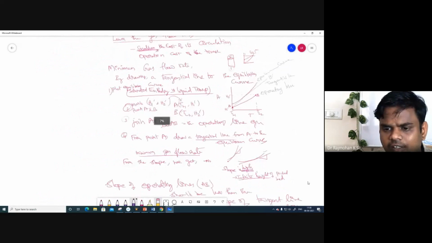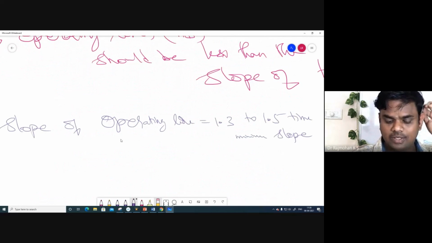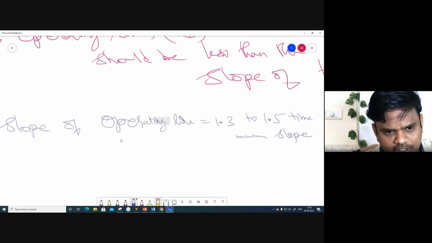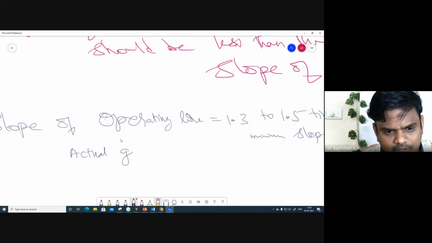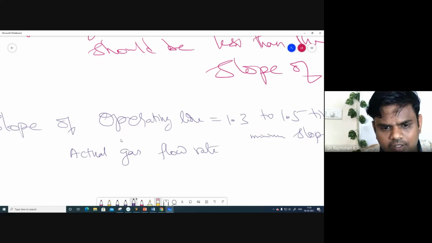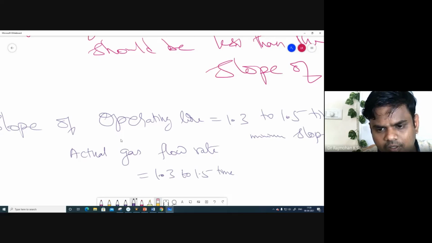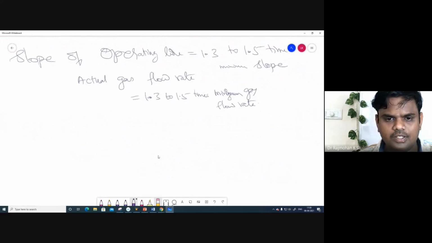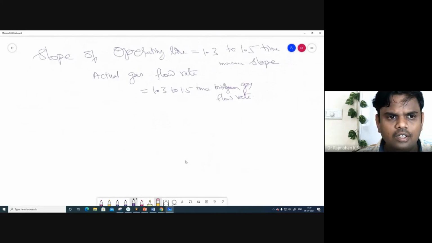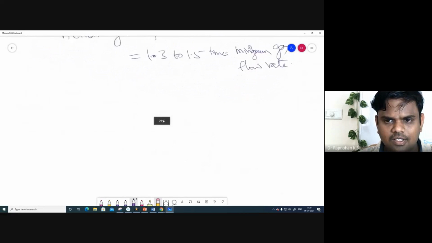We will do the same thing we have done in absorption. Instead of the slope of the operating line, if other parameters are constant, we can say that the actual gas flow rate is equal to 1.3 to 1.5 times the minimum gas flow rate. So this all will help us to derive the expression. That's why I am explaining all these bits and pieces of information. The slope of the operating line should be like this.